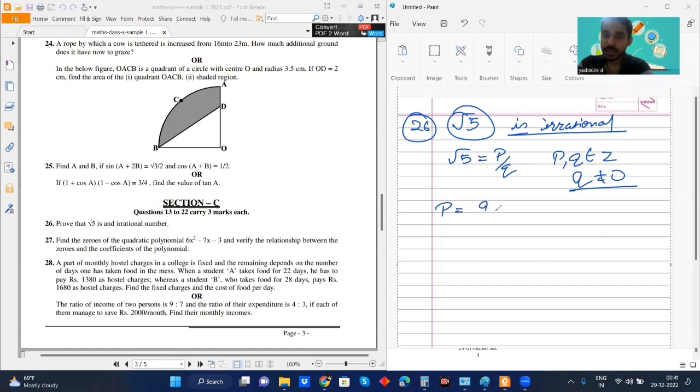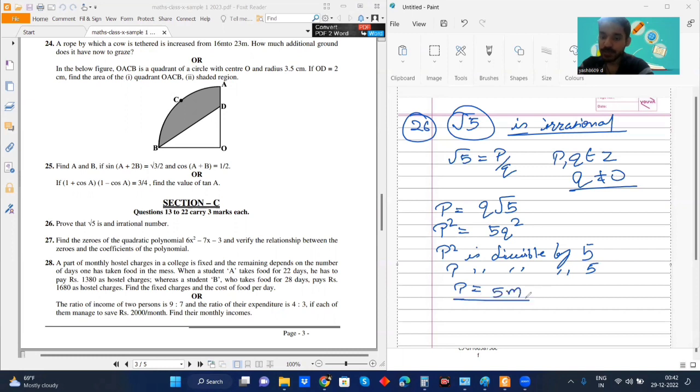Now let's consider p as q root 5, cross multiplying. Taking square on both sides, I will get p square equals 5q square. So by this we can say that p square is divisible by 5. Therefore, p is also divisible by 5. Right? So let us say p is nothing but 5m, for any multiple of 5, and m is a factor.